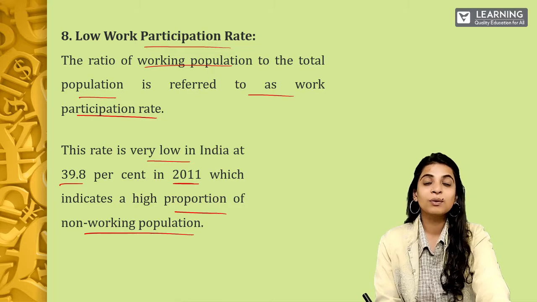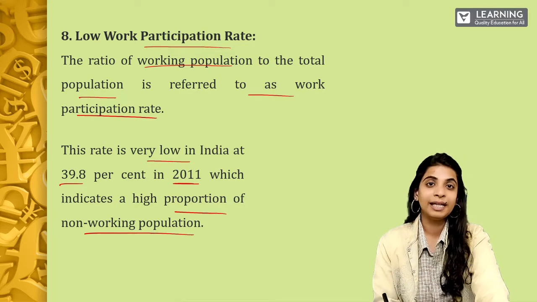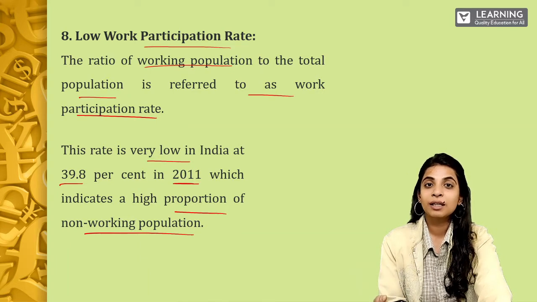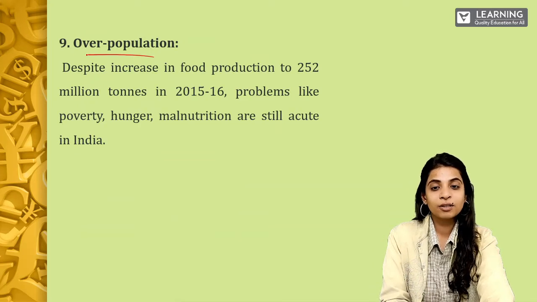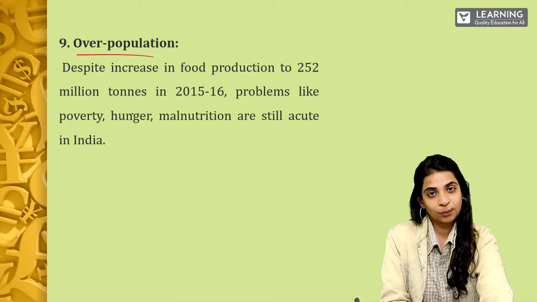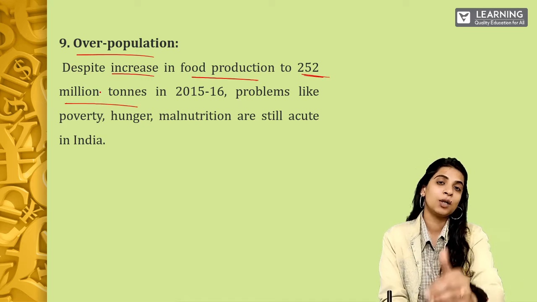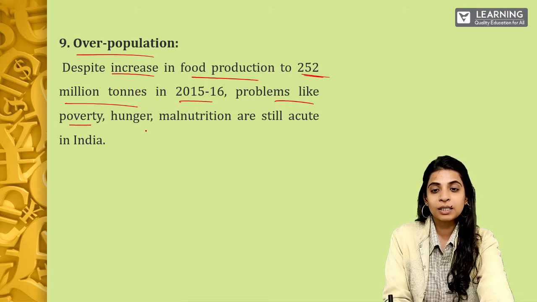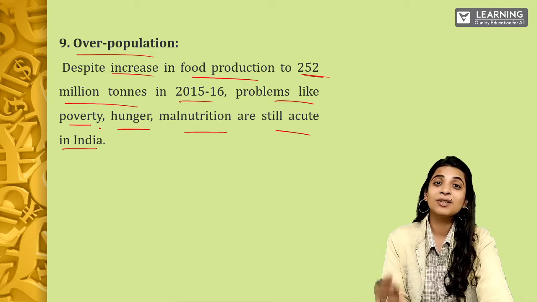These facts you have to learn, and all these facts are in negative if you see. So that is why India is struggling. That is why India is still called a developing country, all right, even after having so many resources. Now, overpopulation, another aspect we know. So despite increase in food production to 252 million tons, so we did increase in the production of food in 2015 to 16. Problems like poverty, hunger, malnutrition, they are still acute in India because population is so high.